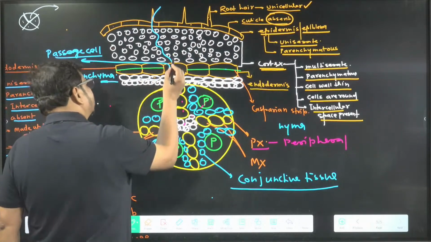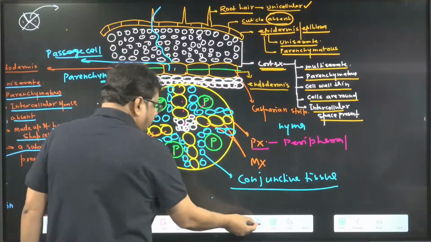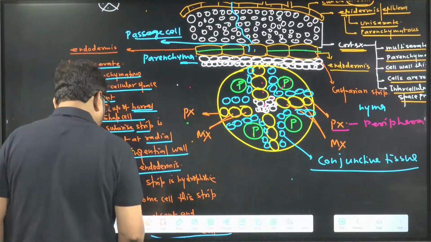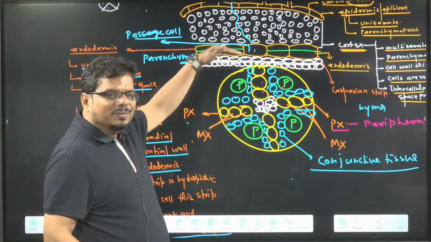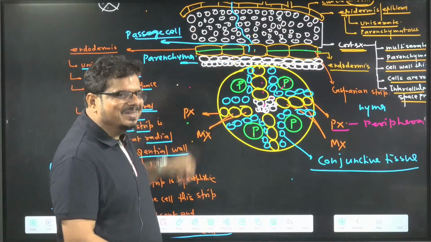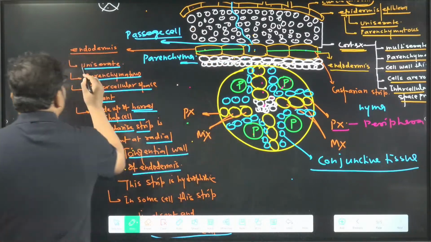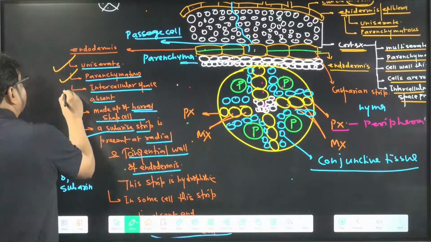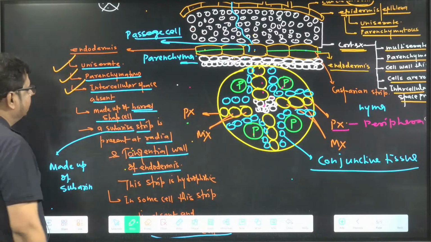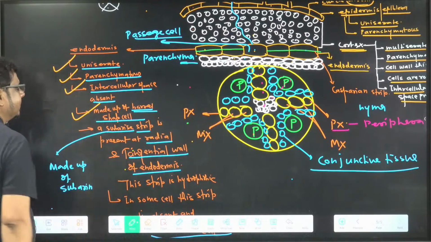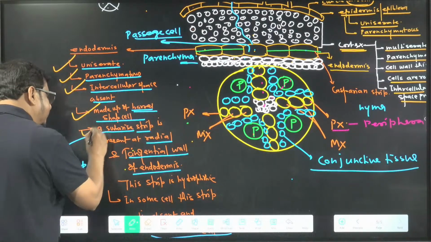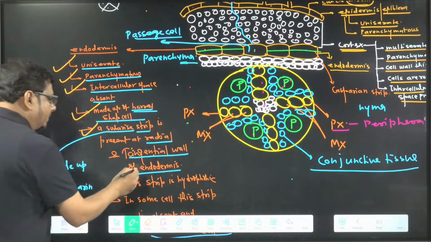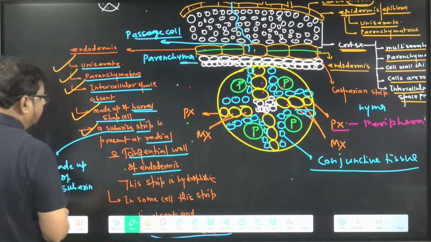Just below the cortex, who is there? Endodermis is there. Up to endodermis, we were all right. We are dealing with which one only? Root only. Getting the things or not? So, endodermis is uniseriate, parenchymatous, intercellular space is absent, made up of barrel shaped cells. A suberized strip is present in radial and tangential wall, and which is called which strip? Casparian strips.